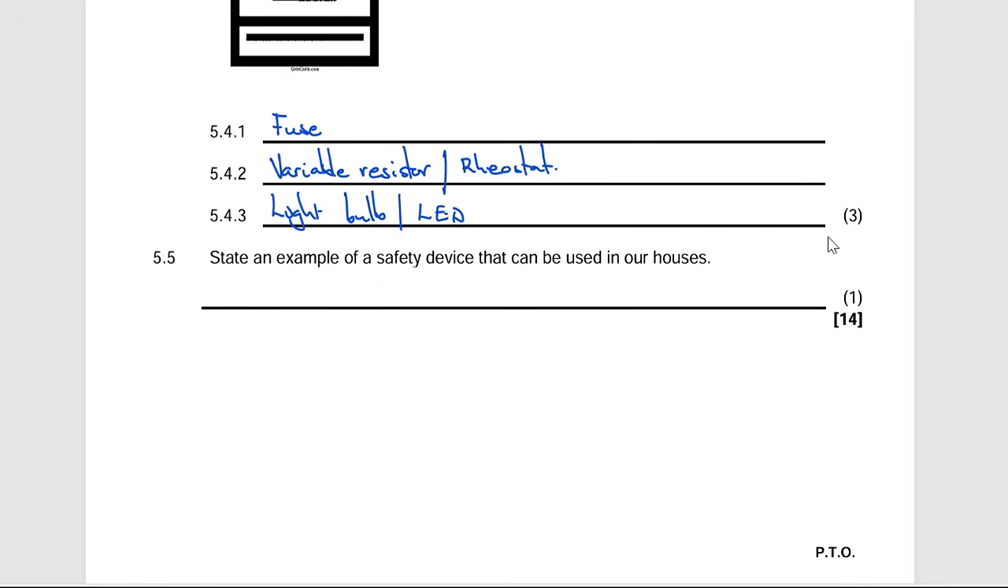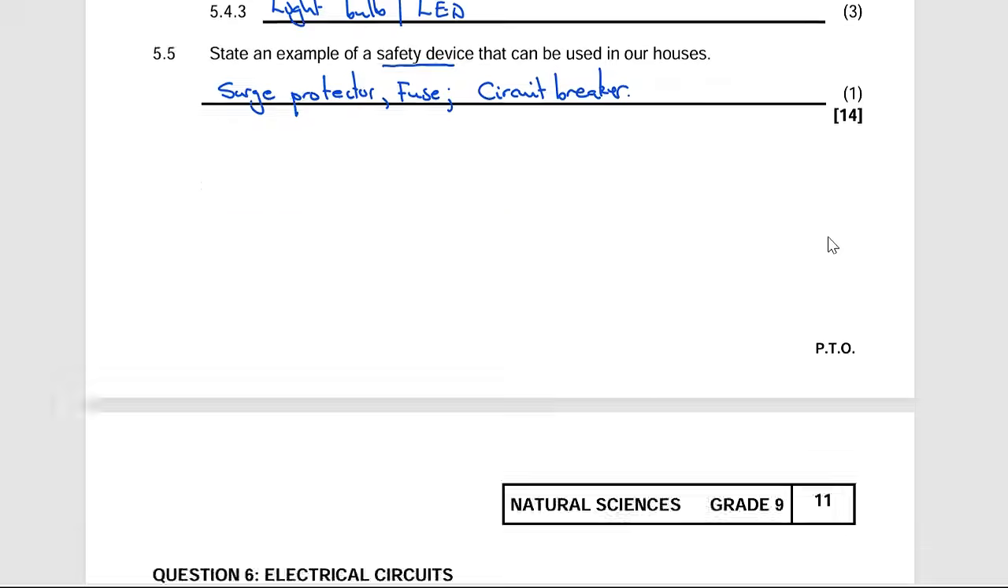State an example of a safety device that can be used in our houses. In terms of this, we have a surge protector. We usually buy it for our refrigerators and the like. Then we can also have a fuse. Remember I said a fuse burns out and then it protects our appliances. Then we also have a circuit breaker. Whenever you trip it, it means there is no electricity flowing.